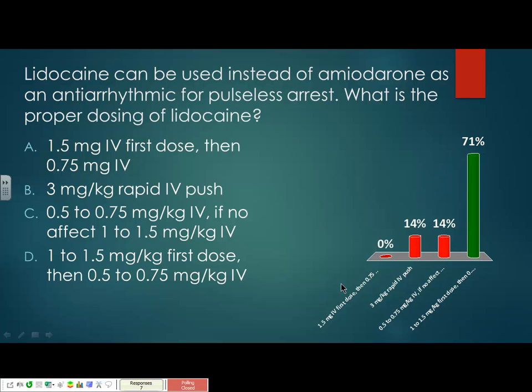1 to 1.5 milligrams per kilogram for your first dose. That's the primary dosage that I'm concerned about, is 1 to 1.5 milligrams per kilogram. And then all you do is just cut it in half for your second dose. Make sense?